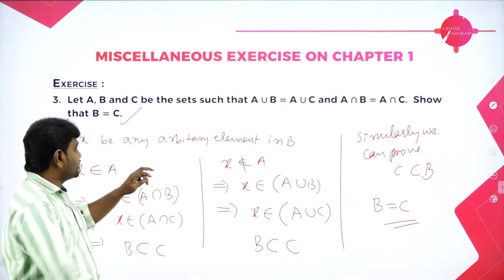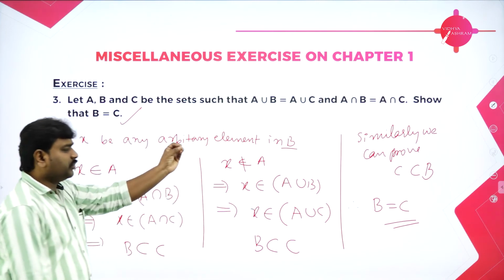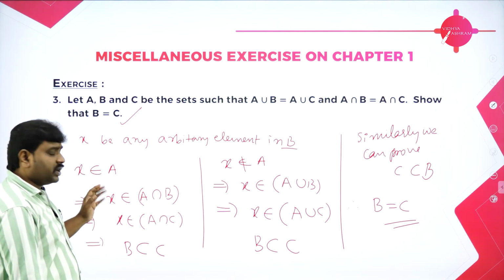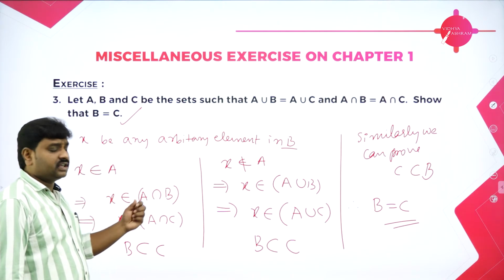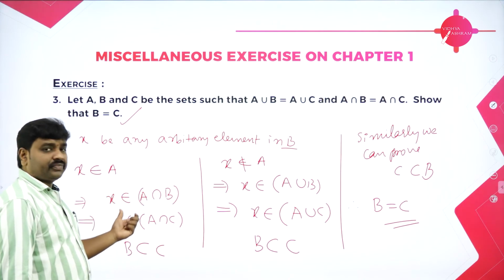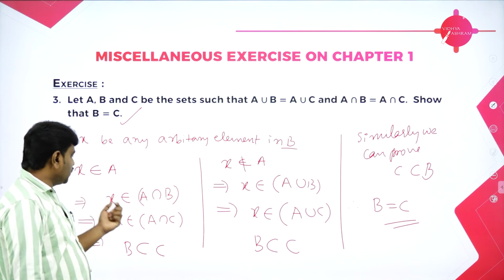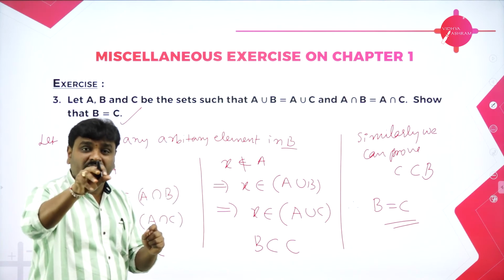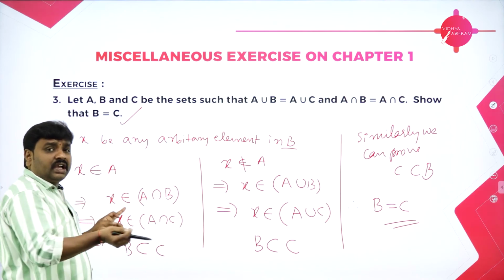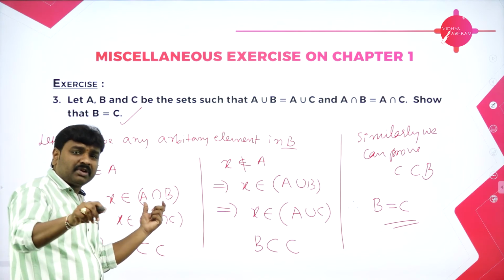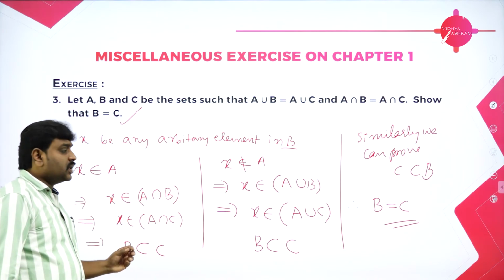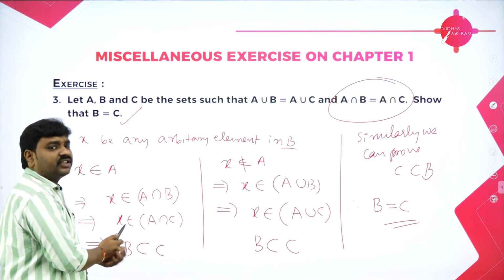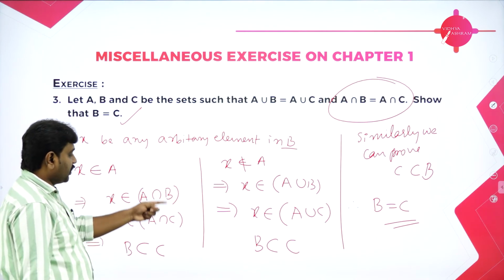I took one arbitrary element in set B. So if it is in B, there are two possibilities. It may be in A or may not be in A. I took it belongs to A. Let X belong to B, and I am assuming X is also in A. X is in B and in A means it is common. Common means what? Intersection. So X belongs to A intersection B. But they gave A intersection B is same as A intersection C. Instead of A intersection B, I will write A intersection C. So from this I will get B is a part of C.